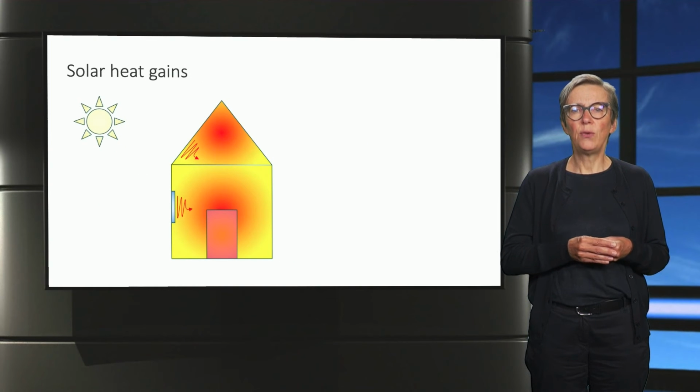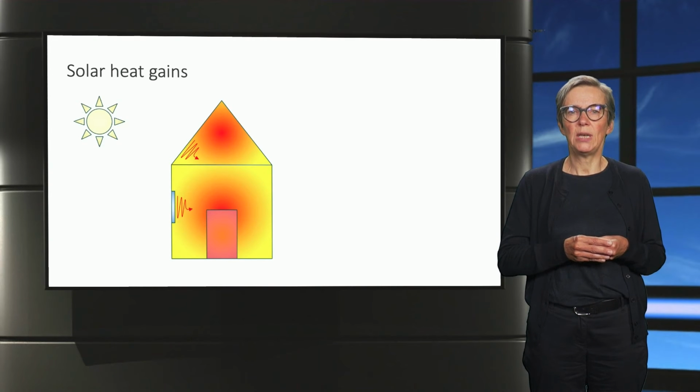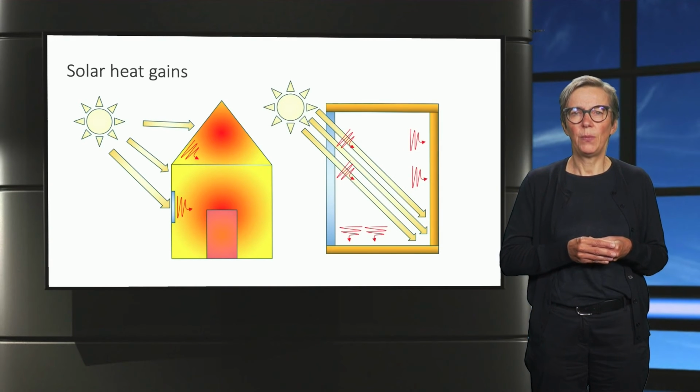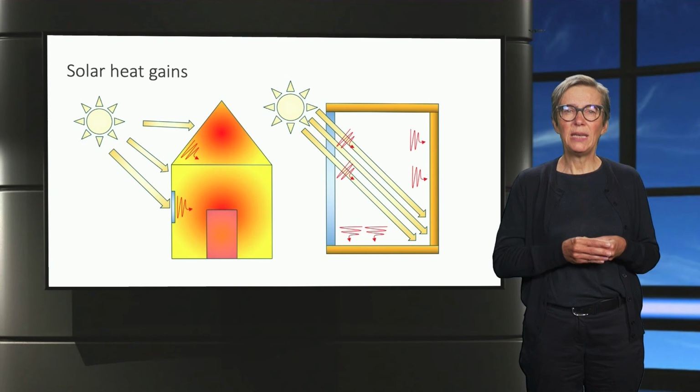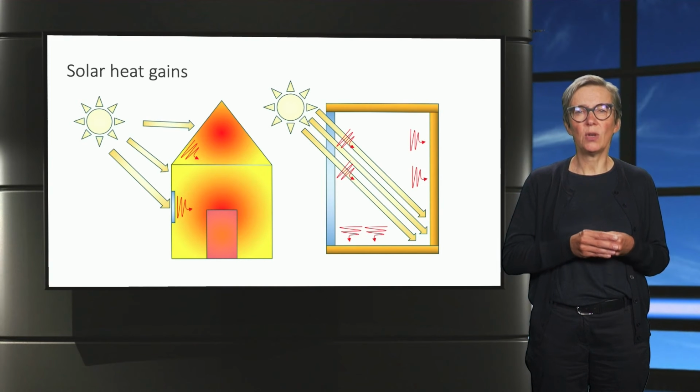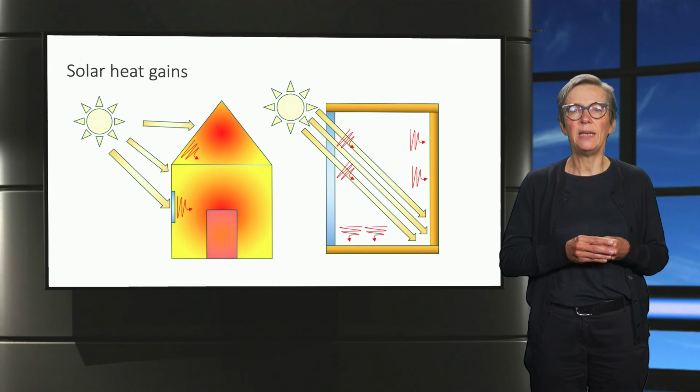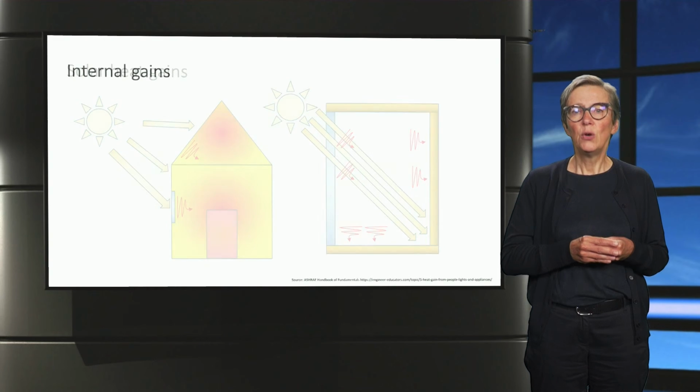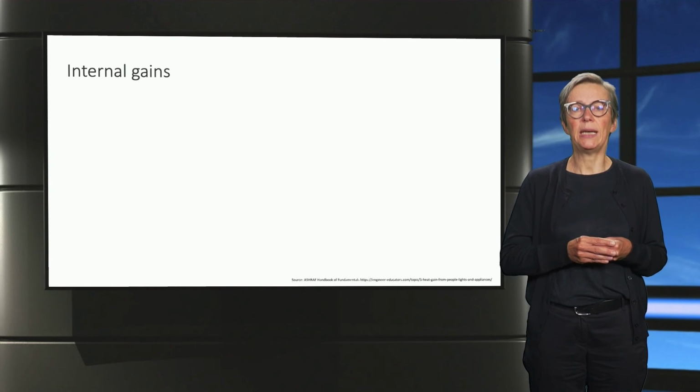The third energy flow is the solar gains. This is the solar radiation that penetrates the building through the windows and which is captured by the walls and roof of a building. This results in a rise of the indoor temperature. What you need to remember is that solar radiation through the windows is the most important source of heat gains in buildings. Finally, we have the internal heat gains.